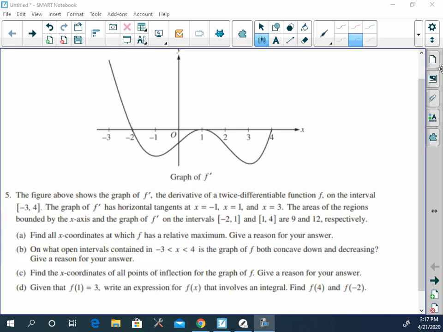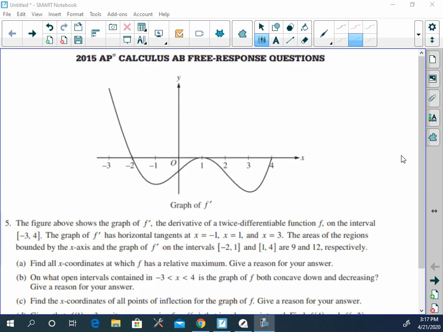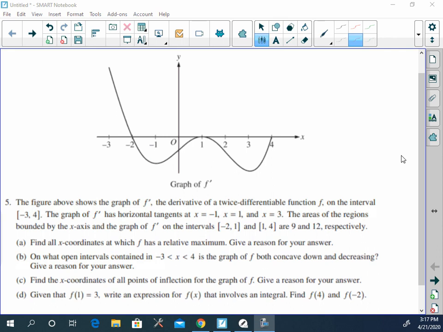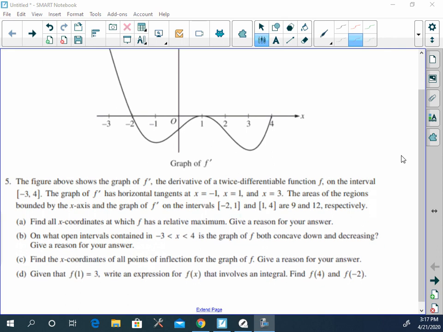All right, we're taking a look here at number 5. This is the 2015 question. And it's telling us here that this is the figure of the graph of f prime. So I always circle that to make sure I don't confuse myself. Sometimes they'll give you f, sometimes f prime, sometimes f double prime. Most of the time on FRQs, it's f prime that they're giving you. The derivative of a twice differentiable function.